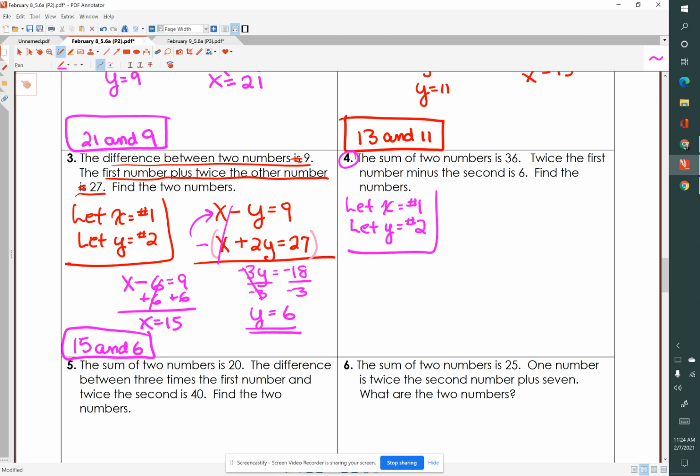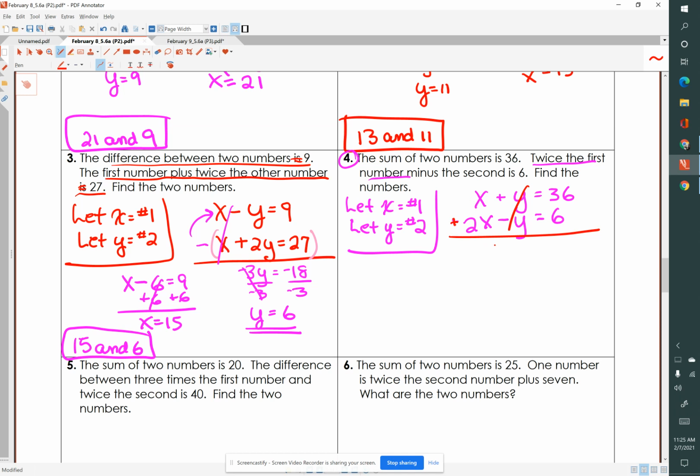So we've got the sum of two numbers is 36. And then twice the first number, that's 2x, minus the second number, which is Y, equals 6. And this is a great case. I can just add them together. Let me change my color. I'm just going to add them together because the y's will be eliminated.